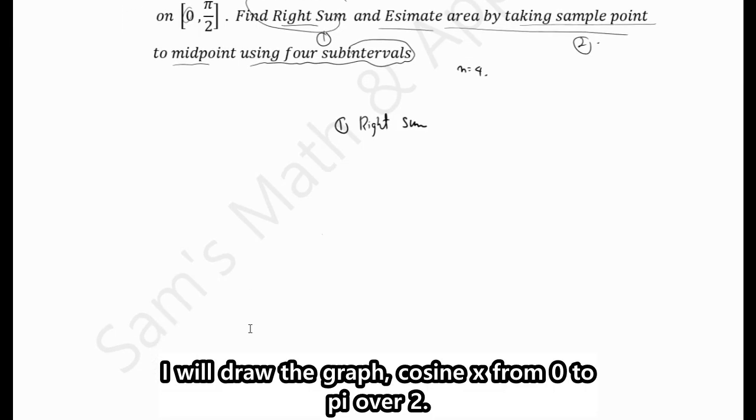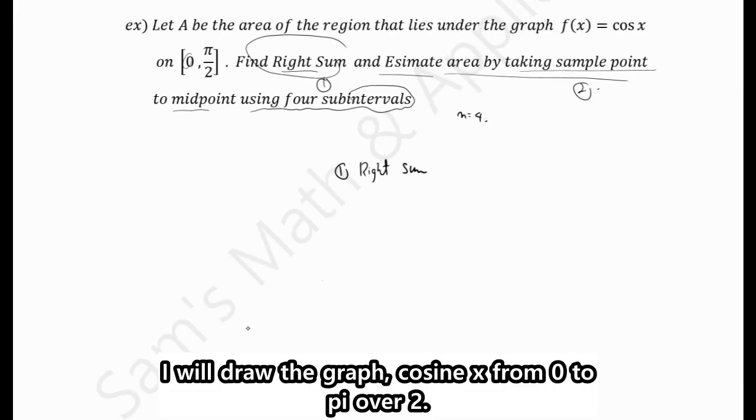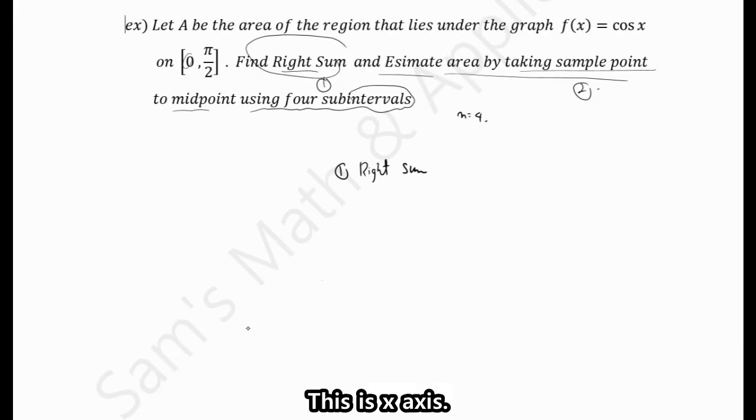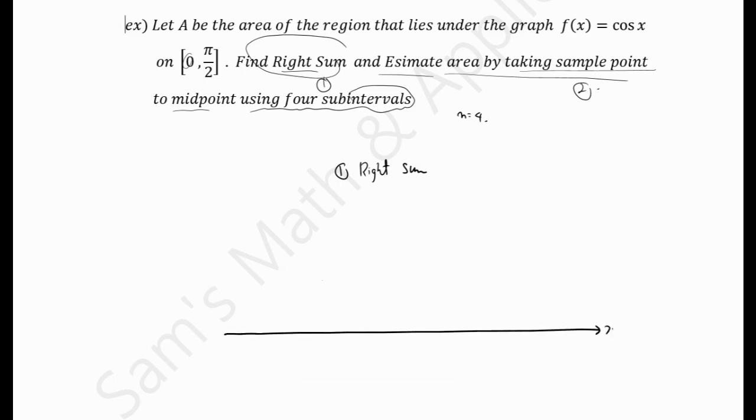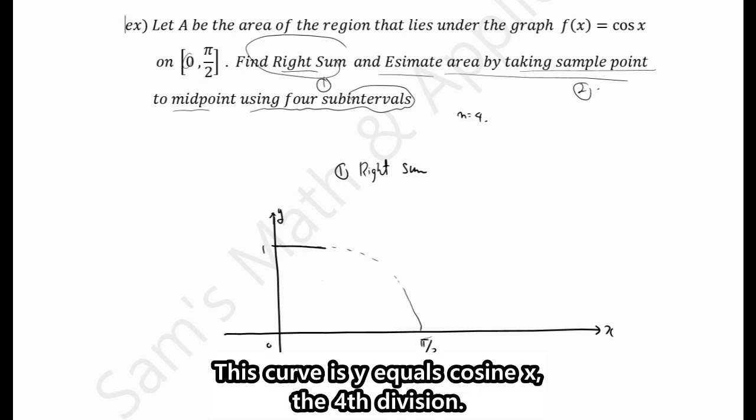I will draw the graph of cosine x from 0 to pi over 2. This is the x-axis and this is the y-axis. This is 0, this is 1, and this is pi over 2. This curve is y equals cosine x.